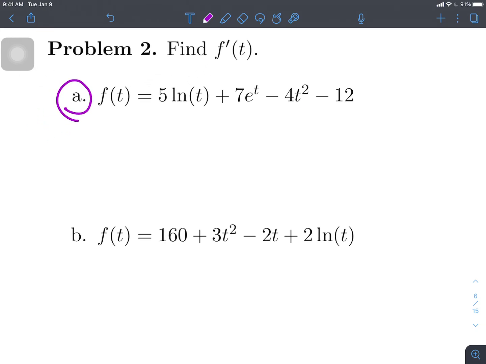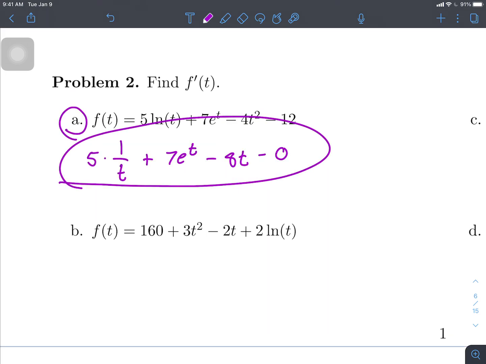So first of all, the 5, of course, hangs out. So I get 5 times derivative of ln is what? 1 over x? Yeah, 1 over t, I think. We should use t because here we're doing a derivative with respect to t. Okay, so 1 over t plus derivative of 7e to the t, what are we going to get? 7e to the t, easiest derivative ever. Minus 4t squared, what does that become? 8t. Okay, we're moving a little bit faster now. Just slow me down if it's too quick, okay? And the last part, minus 0. Okay, it's that simple. Any questions on part A? No?